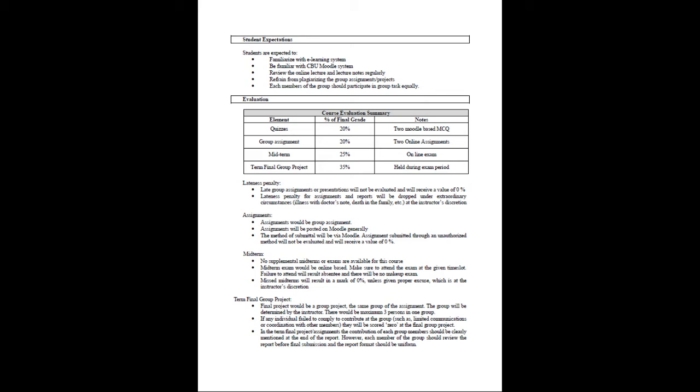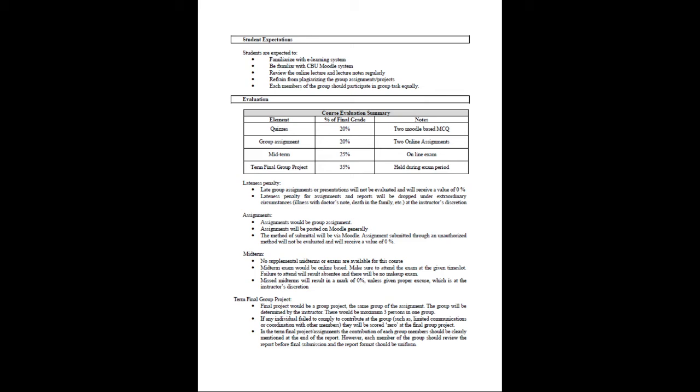Each member of the group should participate in the group task equally, and that is also very important, and there is a severe punishment if you do not follow that instruction. Okay, so these are the expectations from yourself, from me. I would go through that, but let's go to the course evaluation section.